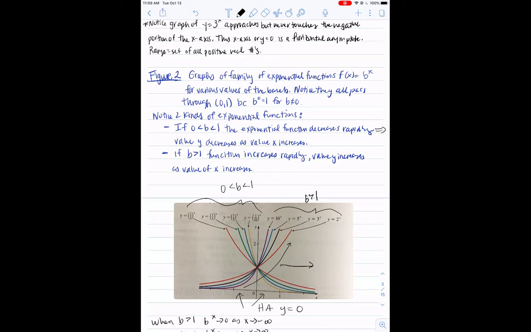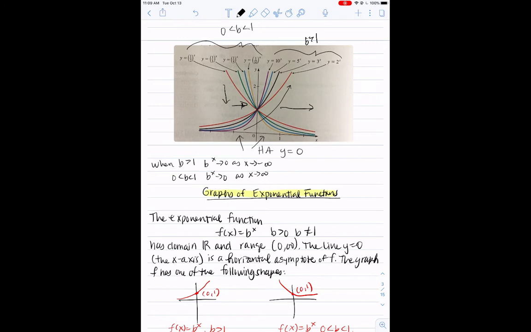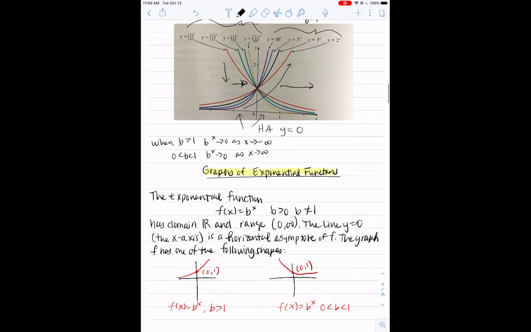But then for the fraction, where b is greater than 0 and less than 1, the exponential function decreases rapidly. So our value of y is going down as x increases. So the more we go right, the more our y value decreases. So here we see when b is greater than 1, b^x approaches 0 as x approaches negative infinity. And when b is between 0 and 1, our b^x approaches 0 as x goes to infinity.